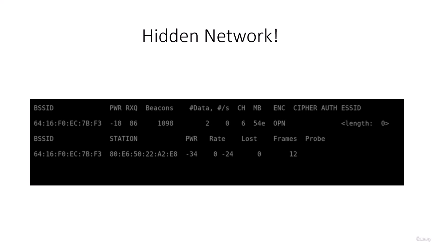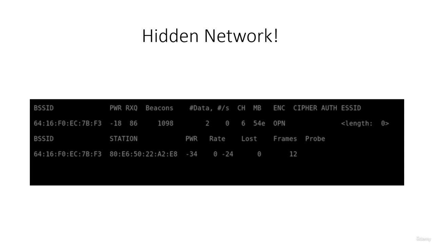Then you're going to specify the channel of the target network, then give it the wireless card in monitor mode, which is wlan0mon. As you can see, there is a lot of aerodump output. So we are giving it a MAC address.